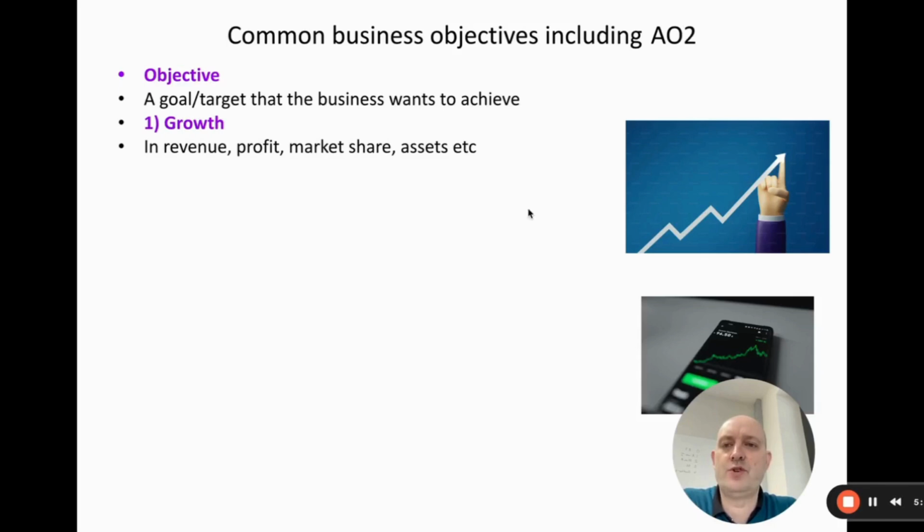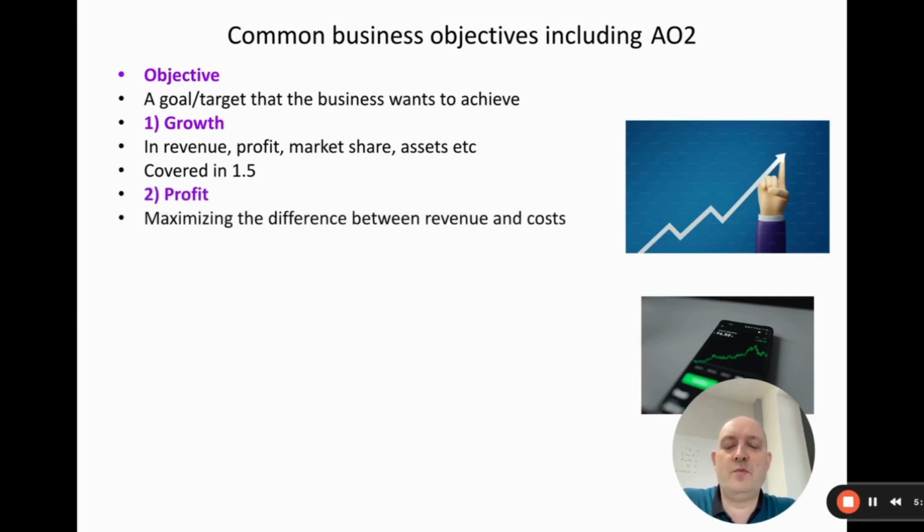The first one is growth. Many businesses want to grow in terms of revenue, profit, market share, level of assets, etc. This one's covered in chapter 1.4, which is called Growth and Evolution. So that one's covered more there.